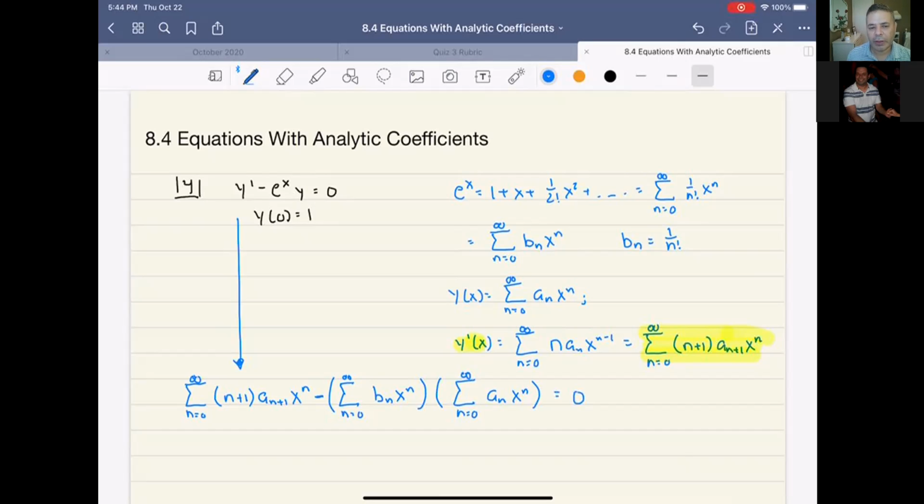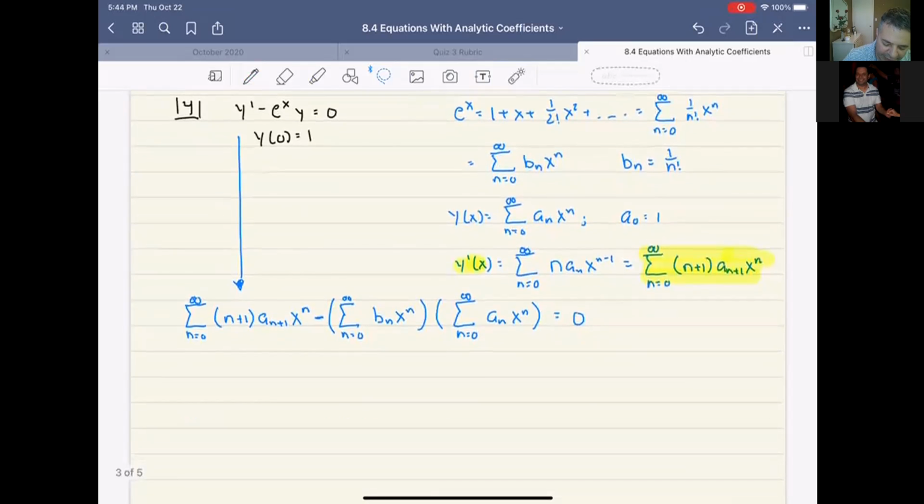Okay, now our y of 0 equals 1. Remember, that tells us that a sub 0 is 1, right? That's what this initial condition tells us. Now we have to remember about multiplying power series together. Okay, well, we'll do that on the next step.